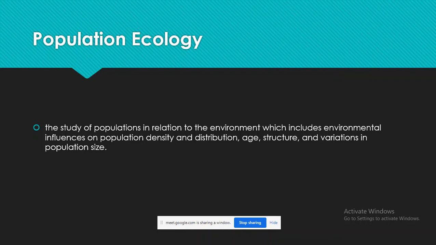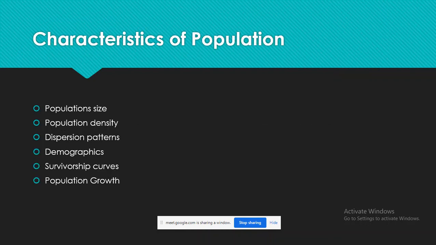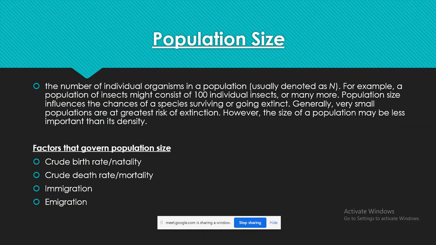So we have six characteristics of a population. We have the size, density, patterns, demographics, survivorship curves, and population growth. Let's come now first with population size.